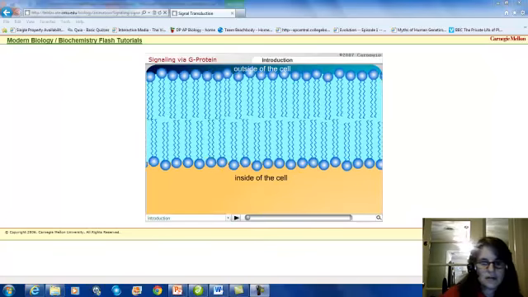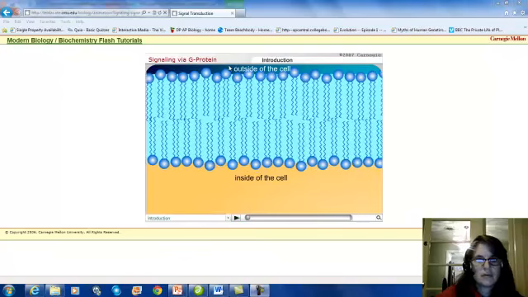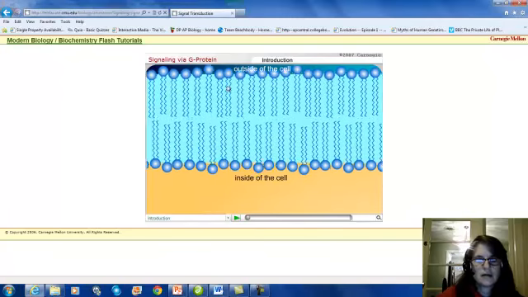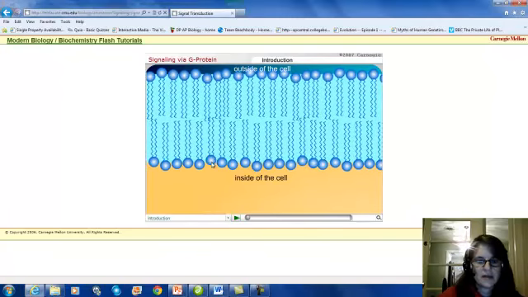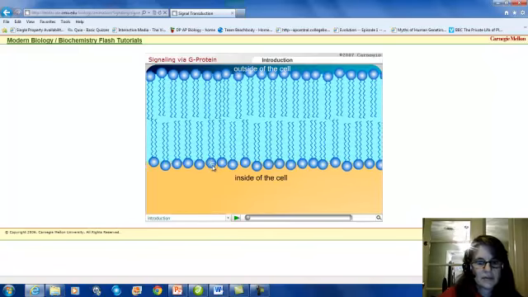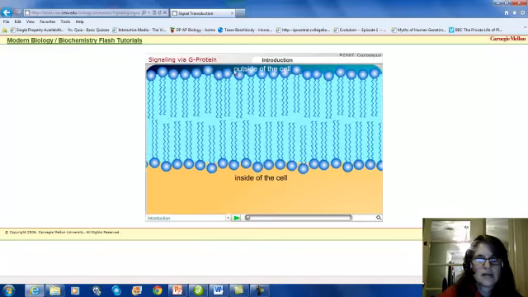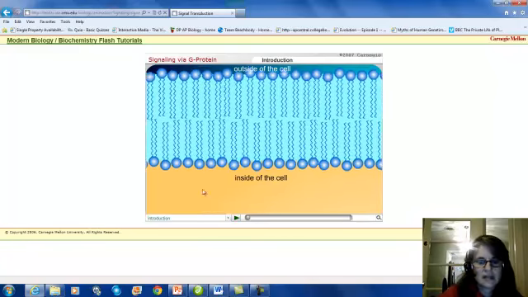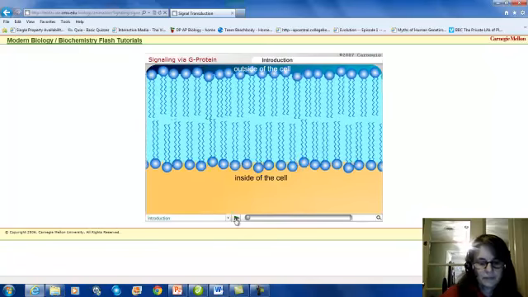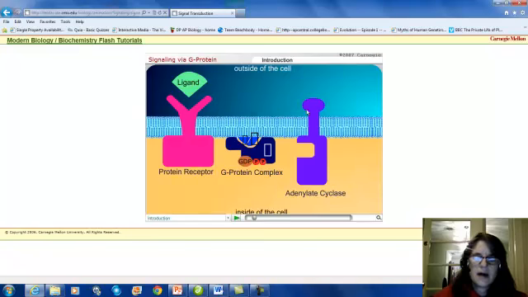First of all, just so you're understanding what we're seeing, this blue area here is a cell membrane with a nice diagram of what the phospholipids look like. Remember these polar heads and these nonpolar tails in the middle. Here's the outside of the cell. Here's the inside of the cell. Okay. Now, they're showing you how this would be set up.